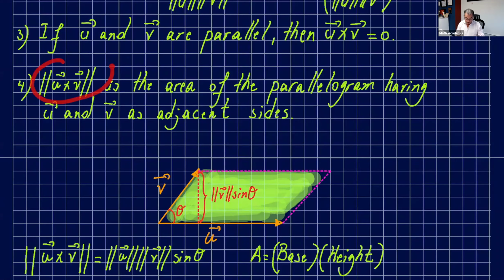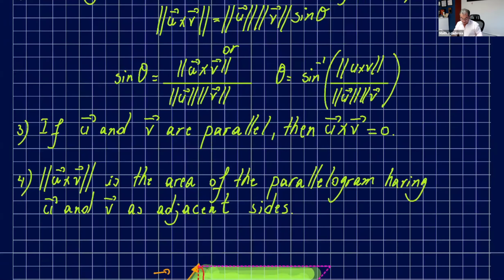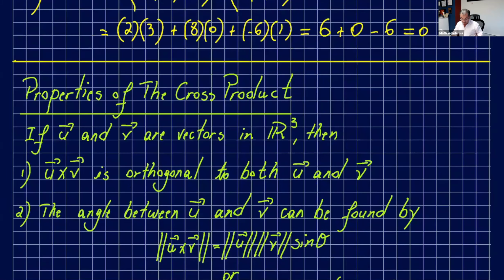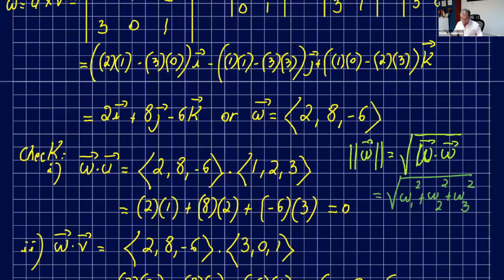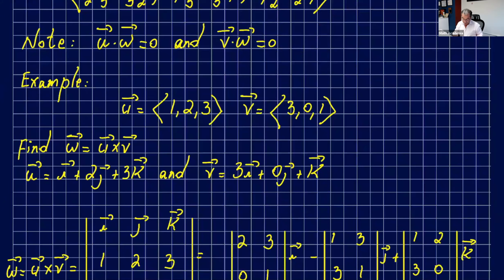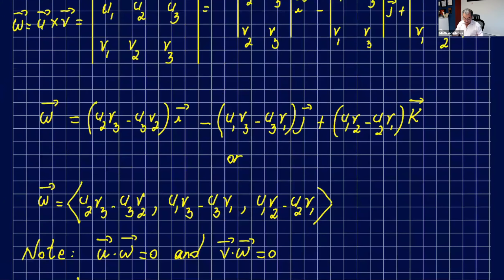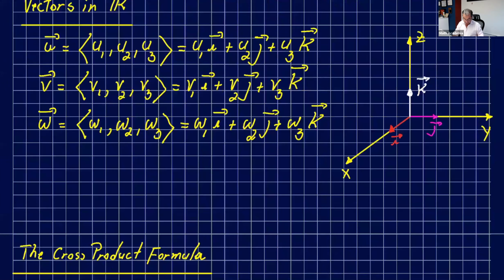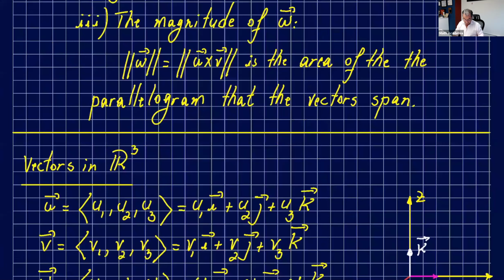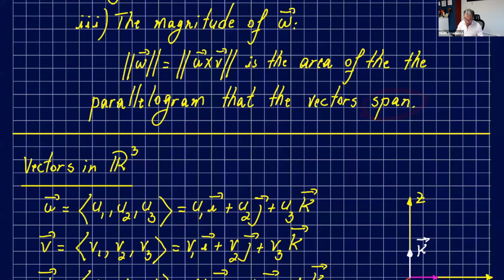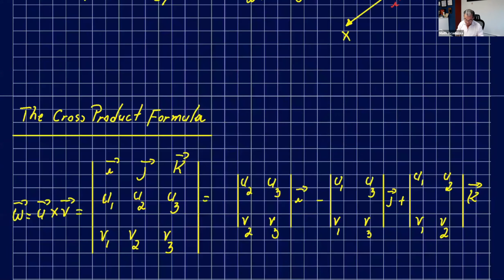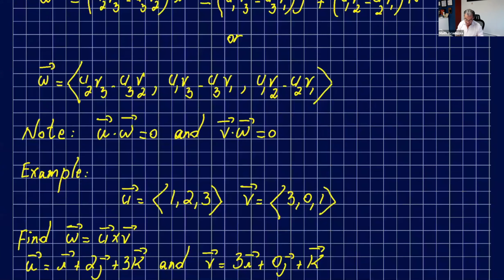The magnitude of u cross v, or the magnitude of w, is the area of the parallelogram having u and v as adjacent sides. That's what we said. When I started, I called this span, but later on we're going to learn in the next videos what span is. But here, just to see the picture of what's going on, we have these adjacent vectors, vector u and vector v.